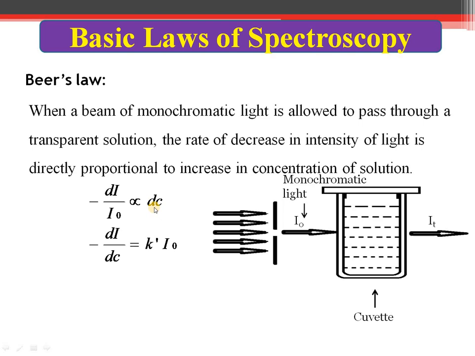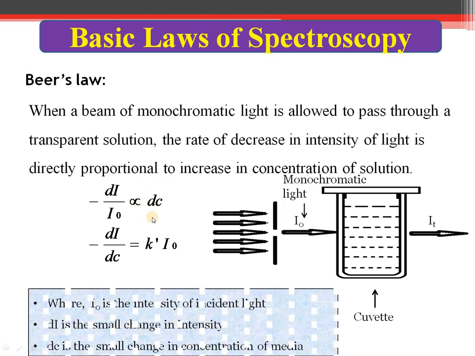Similarly, the statement of Beer's law can be represented mathematically as minus dI upon I0 is directly proportional to dC, where dI is the small change in the intensity, I0 is the intensity of the incident light, while dC is the small change in the concentration of the given analyte solution. This can also be written as minus dI upon dC equals k dash into I0. Here k dash is the constant of proportionality.